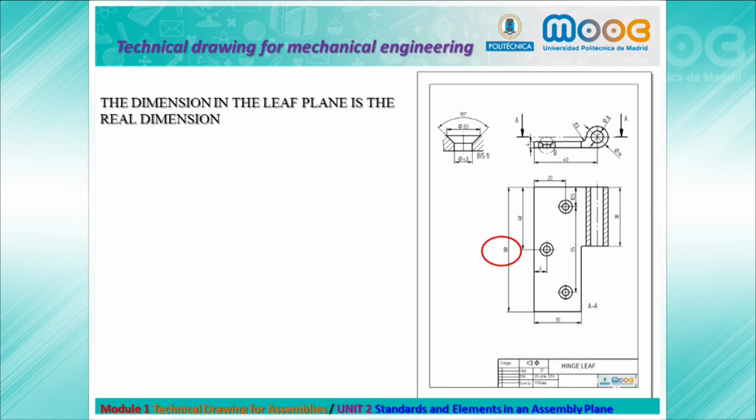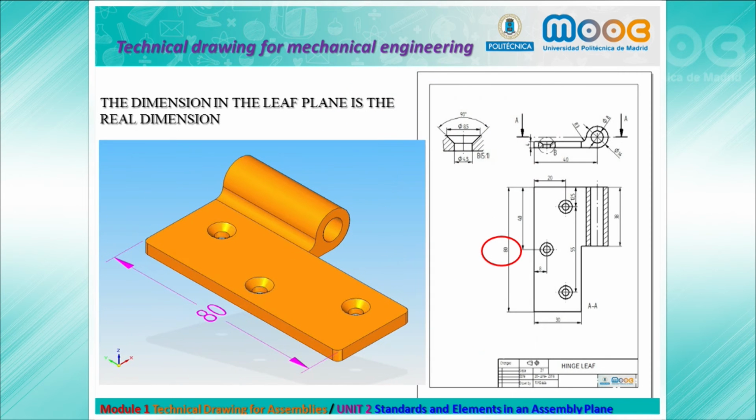We observe here that when you are going to do the dimension of the leaf, the dimension must be 80. It must be always the real dimension. It is very important.